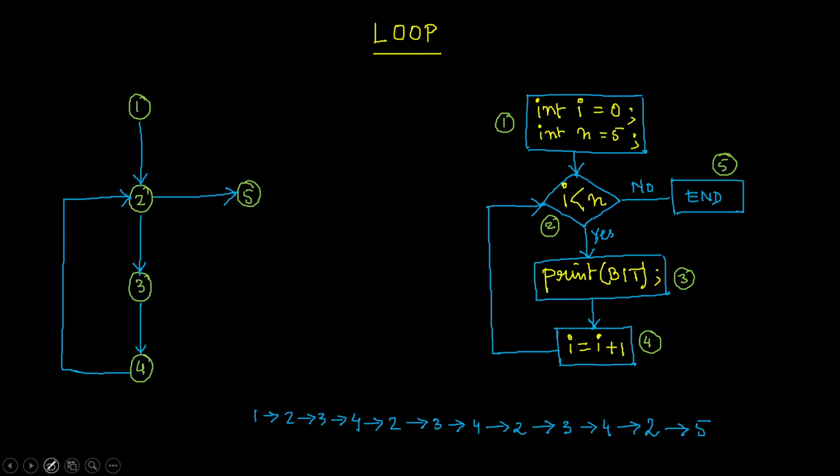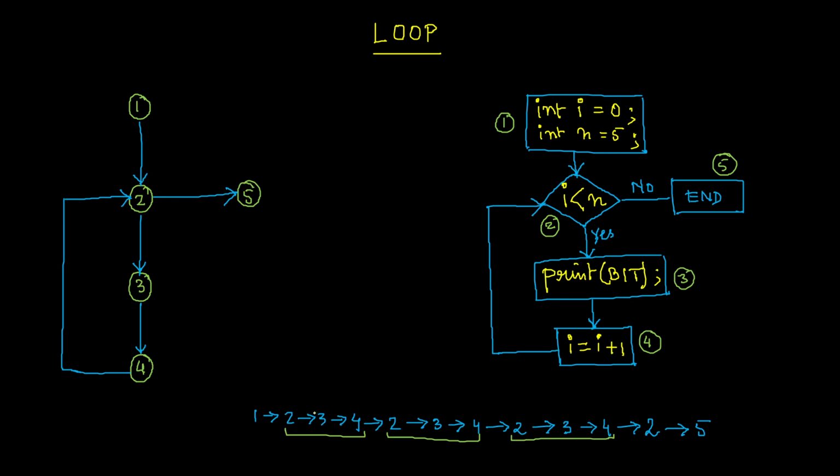Now you see a very interesting pattern you can find over here, that is after 1 then 2, you are actually getting a pattern 2 3 4 2 3 4, something like this, until a condition comes where it becomes false.